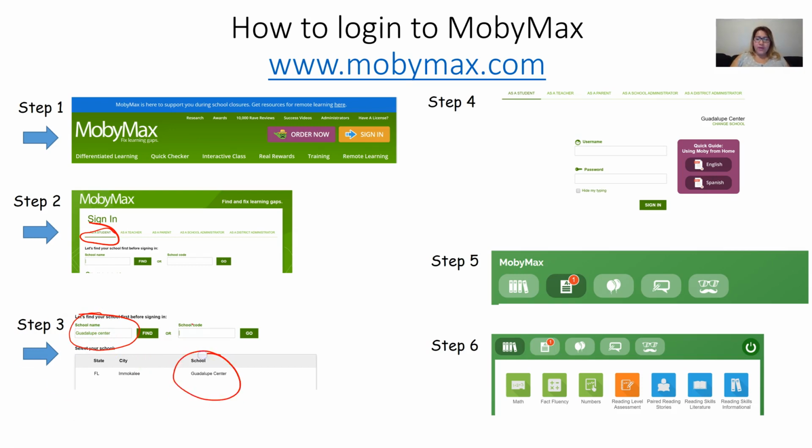Then it's going to come up. Click on that. Then you are going to check to see that you're a student again. I need for you to put your lunch number or student number for both username and password. And I want you to click on these books. And then you're going to go on to math and start your math lesson.